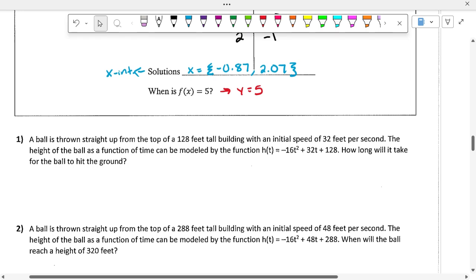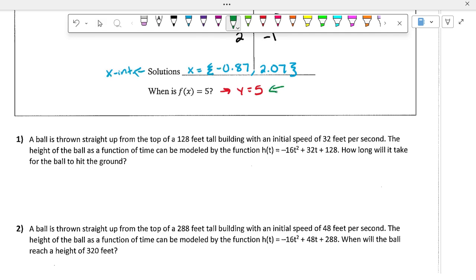So who has an idea or a strategy of how we can find that? I'll give you a hint. I kind of already wrote out what you need to put in Desmos. So if you put y equals 5 into Desmos, on top of the graph that we already have there, what would I be looking for?